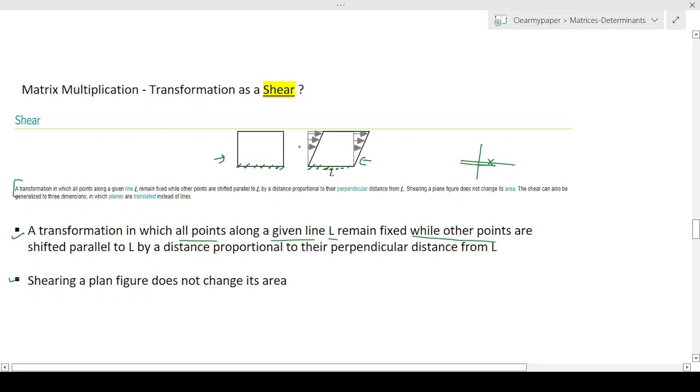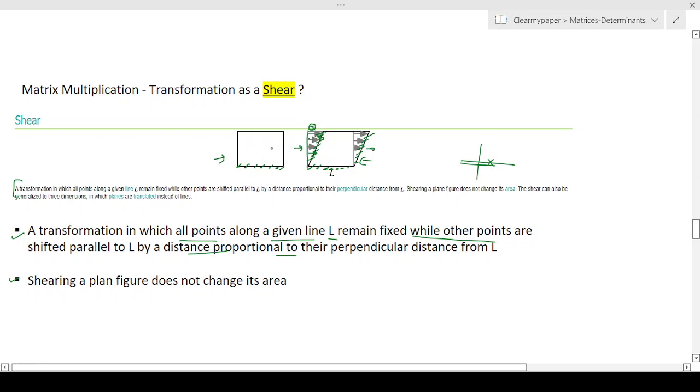Here the shift is parallel to L. This is the L, it's in the same direction, parallel to L, by a distance proportional to their perpendicular distance from L. So whatever this distance is, if you see the black arrows in the diagram, whatever that unit is, it is proportional. If this one arrow is 5 units, all these points on this line and this line will get shifted by only 5 units, which is from the perpendicular distance of this line from the y-axis. That's what a shear means.